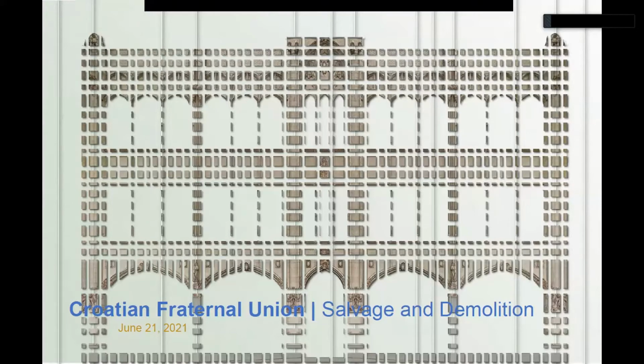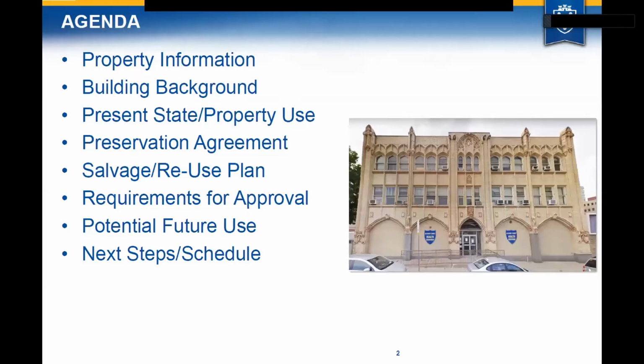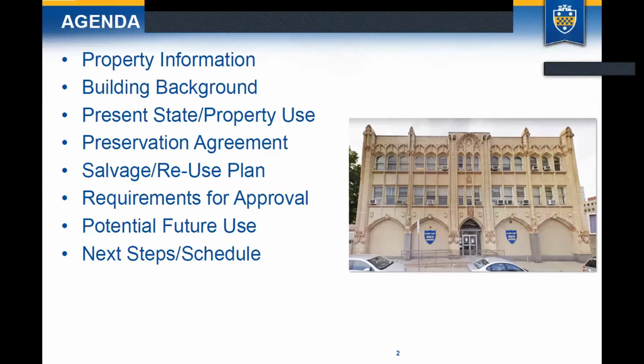All right. So tonight, we would like to present the Croatian Fraternal Union, the Salvage and Demolition. Next slide. So I'd like to just go through the agenda first. What you're seeing is the existing condition of the building. I'd like to go over briefly the property information, the building background, the present state and the property use, our present preservation agreement, the salvage and reuse plan, the requirements for approval, the potential future use, and our next steps. Next slide.